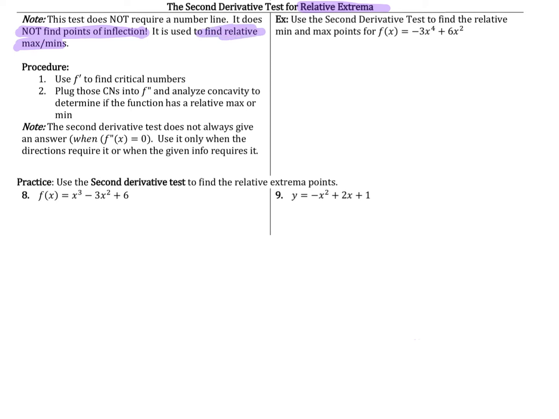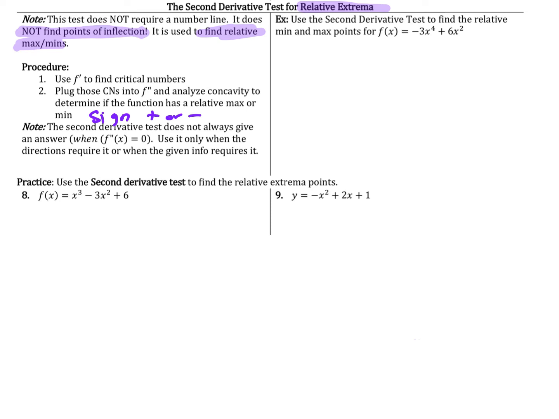And here's how this test is going to work. The first thing you're going to do is find the first derivative and find the critical numbers. Then, instead of putting the critical numbers on a number line, you're actually just going to find the second derivative and plug those critical numbers into the second derivative to determine the sign. So we're using this to figure out the sign, and by sign I mean plus or minus.